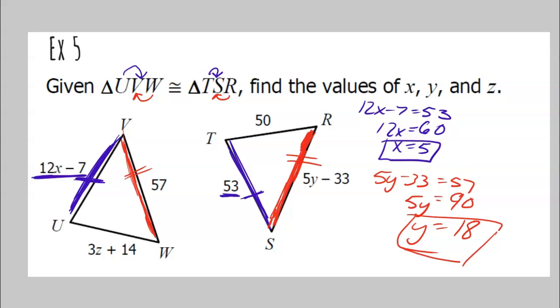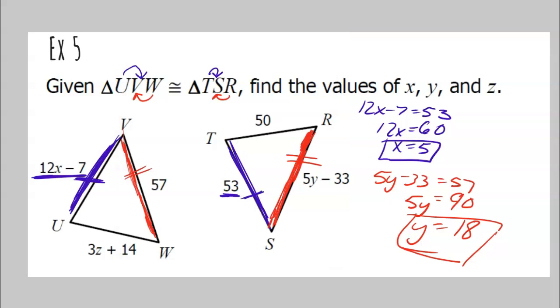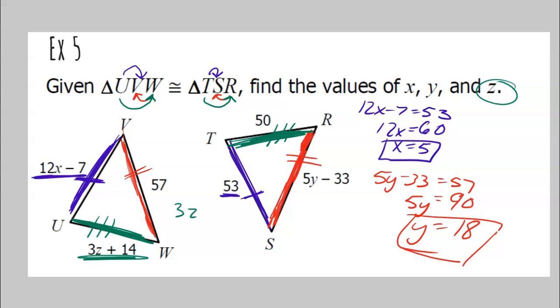All right, so that's the y value. Let's go ahead and take a look at the, I'm going to use green. So I'm going to see if I can find the z value. So for z, z is located here. So that's the UW. So U to W, which is the first to the last. So it's going to be TR. Here we go. So that side is corresponding and congruent to the other side of the triangle using CPCTC. So we can set it up as 3z plus 14 equals 50.